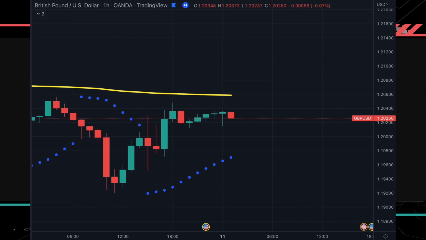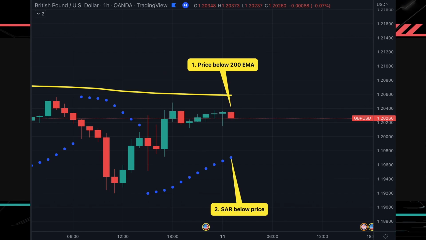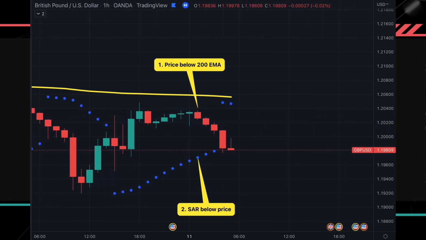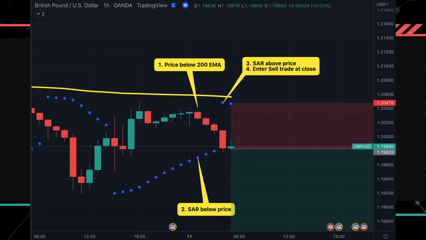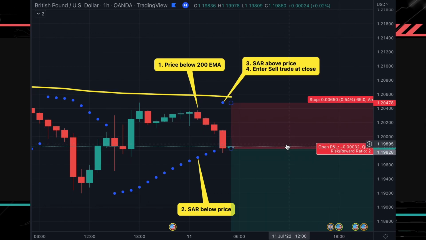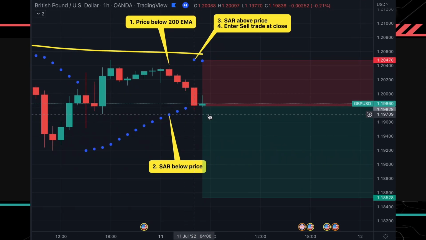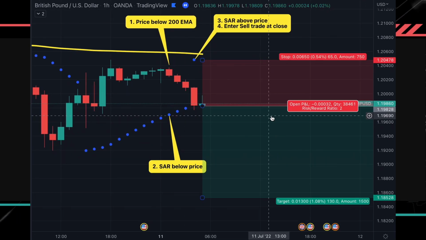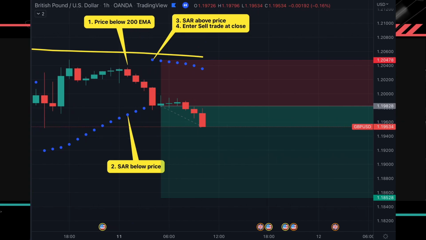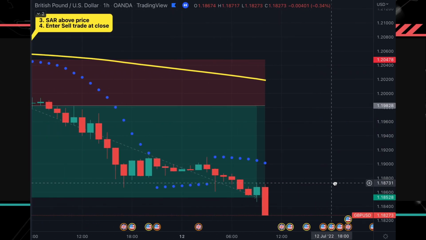Over here we have the GBPUSD pair. First we notice that the price is below the 200 exponential moving average. Next, we notice that the Parabolic SAR value is below the price. We will need to wait for it to appear above the candle for a valid sell signal. Once this happens, we will enter a sell trade at the close of the candle. Using the Parabolic SAR as our stop loss, we will set a 1:2 risk to reward ratio. This trade eventually turns out to be a winner.